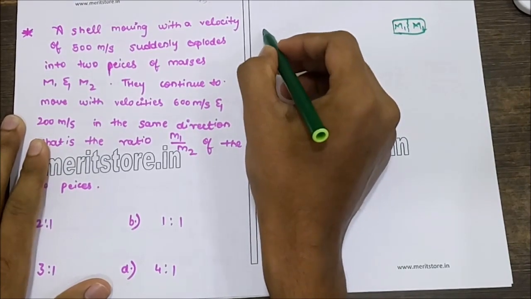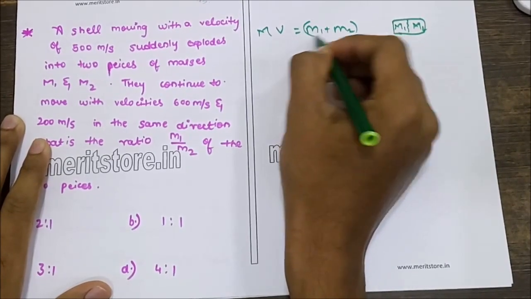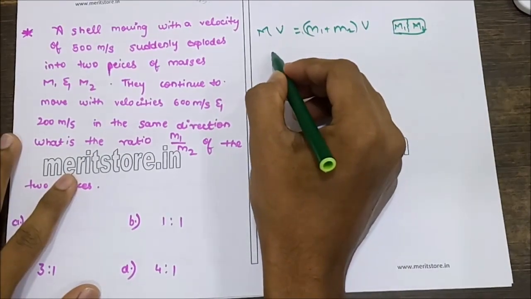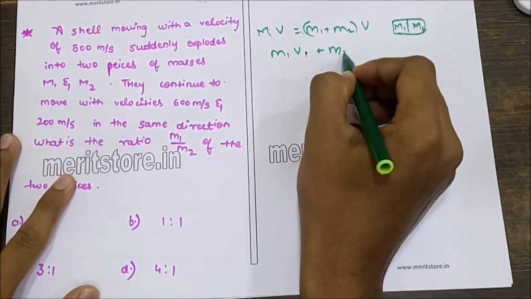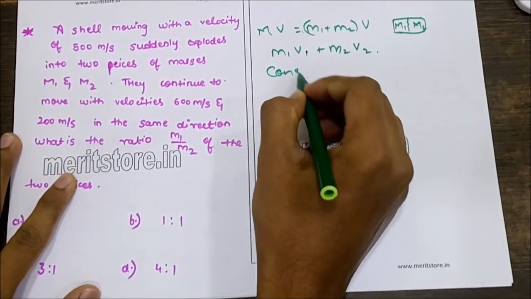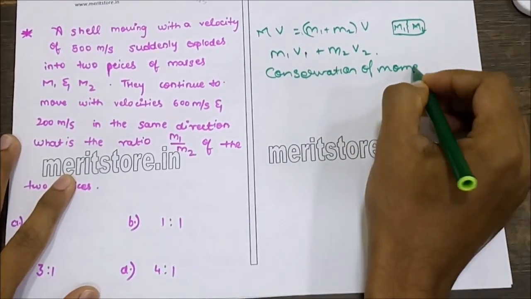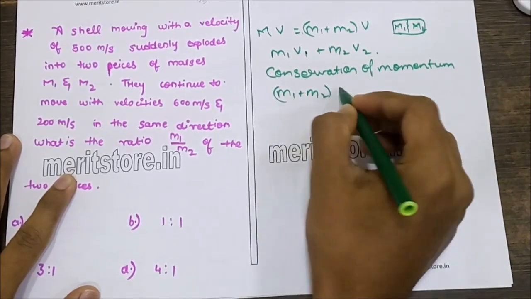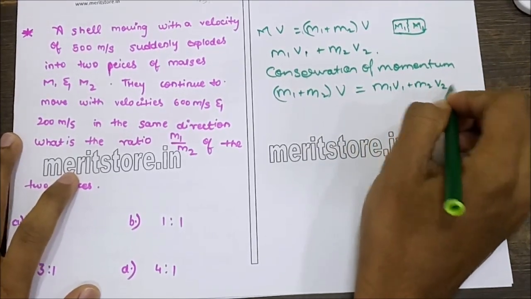So before explosion, the momentum of the system, mv, can be written as (m1 plus m2) times v. This is the momentum before explosion, and after explosion the piece m1 gets a velocity of v1 and the piece m2 gets a velocity of v2. Now, by conservation of momentum, (m1 plus m2) times v, that is the linear momentum, equals m1 v1 plus m2 v2.